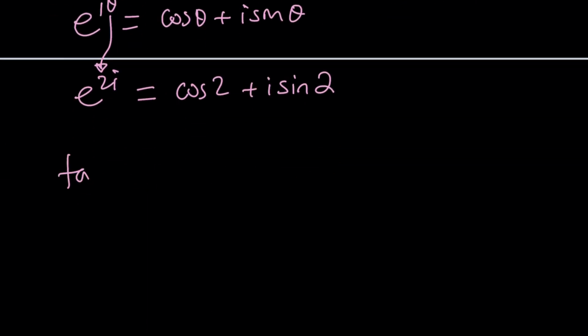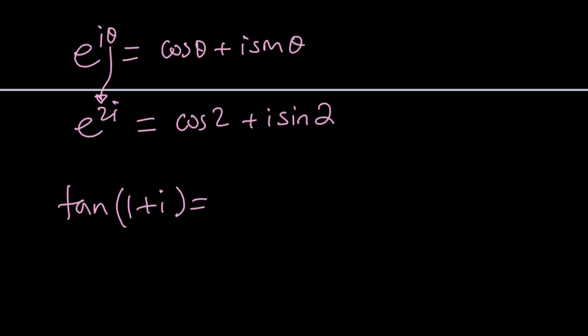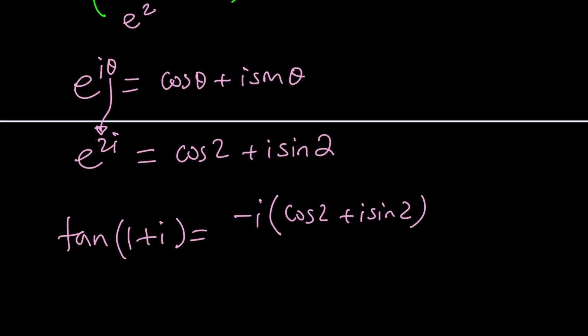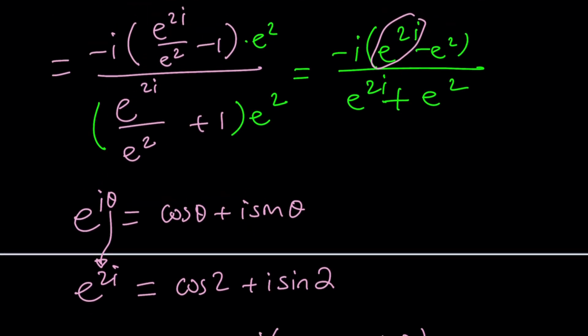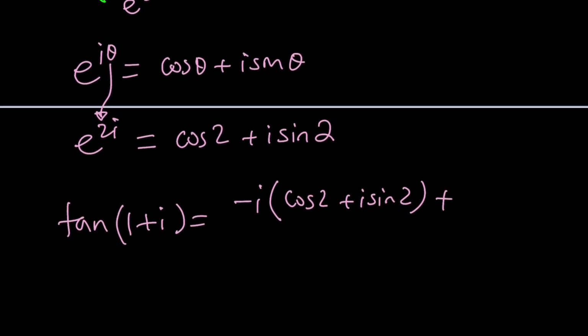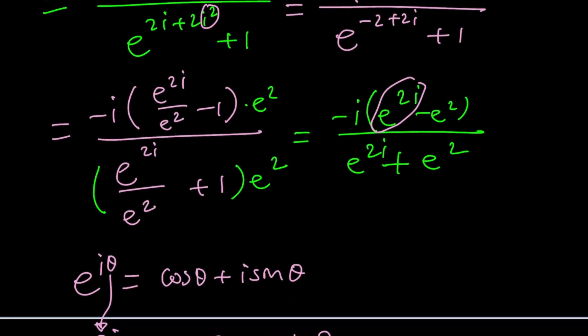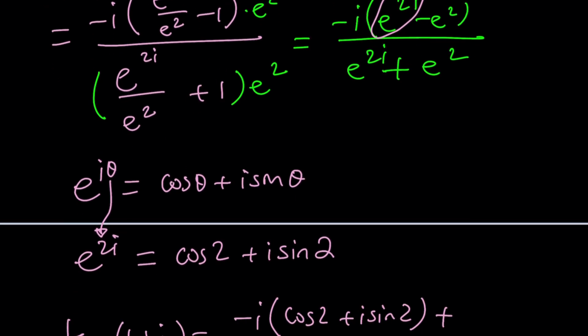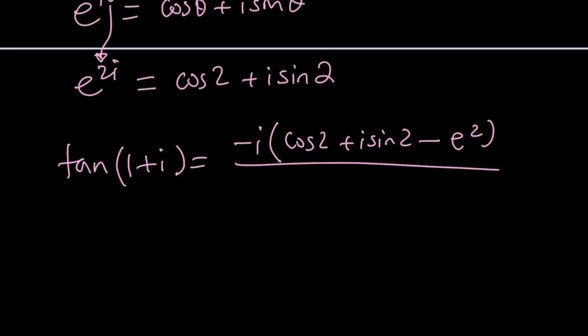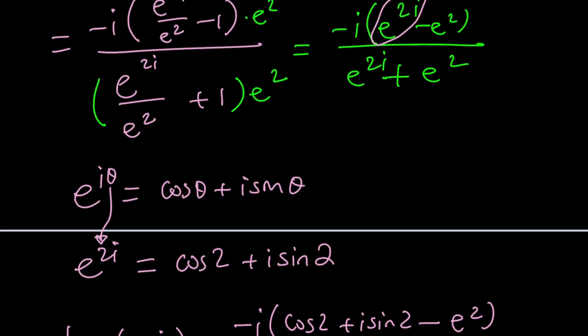So what am I going to do with this? Substitute. So again, it's going to be negative i times this, cosine 2 plus i sine 2, and then minus, plus i times e squared. Should I just distribute the whole thing? Yeah, I think I should do the whole thing. Wait, I should keep that in parentheses. Yep, and then I'll distribute. Minus e squared. And then in the denominator, we have cosine 2 plus i sine 2, e to the 2i plus e squared.